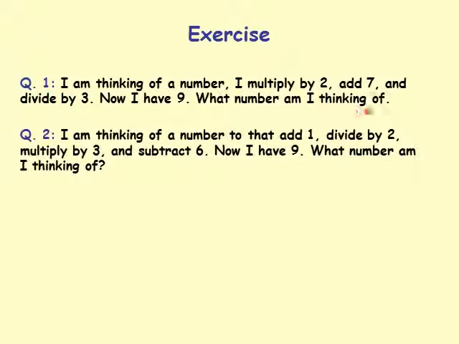Okay, let's continue in the reversal method. So we'll take the 9 here, multiply by 3, then subtract 7 and divide by 2.